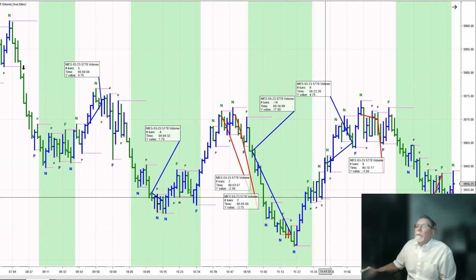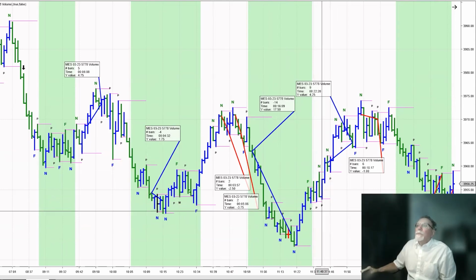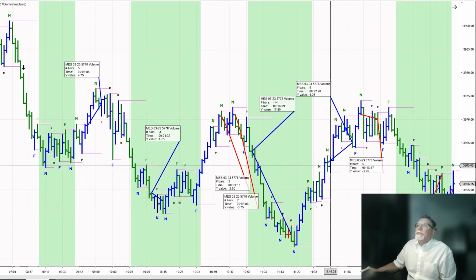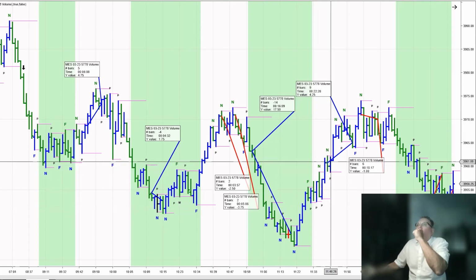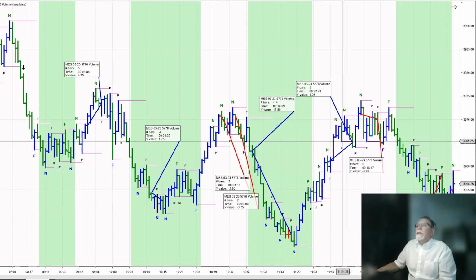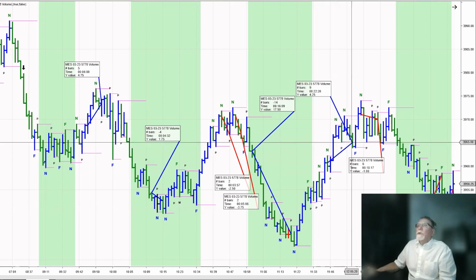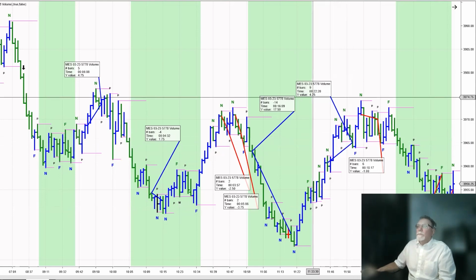17 changes back up here. There's my price failure. There's my confirmation. There's my entry. And here we get stopped out. Would have been a 2 green bar exit, but we got stopped out on the price failure, 4.25 point exit.